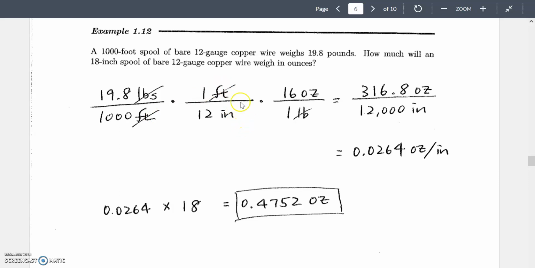But we also need to change pounds to ounces. We know 1 pound equals 16 ounces. So we put 1 pound on the bottom and 16 ounces on the top, because we have the original 19.8 pounds on the top. I need pounds on the bottom to cancel things out. So once I do that, I just multiply what's left on the top. Using the calculator, I get 316.8 ounces, because all the other units are canceled out. And then the bottom is 12,000 inches. When I divide those, I get ounces per inch. Now we want 18 inches of that, so we multiply by 18. So the final answer is 0.4752 ounces.